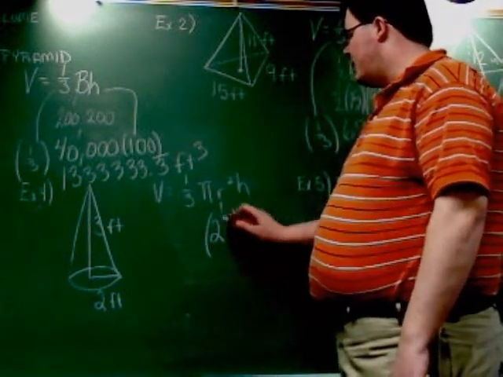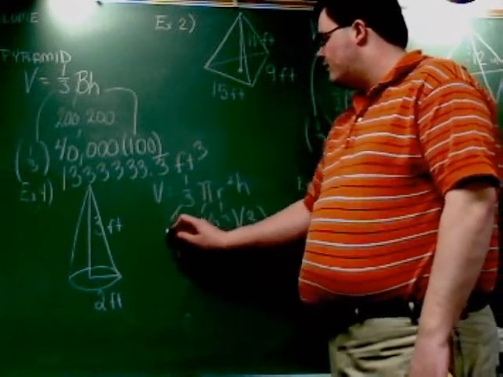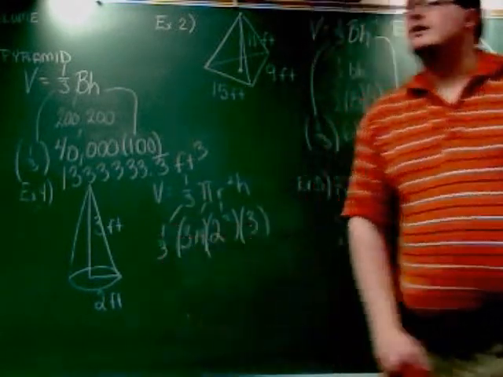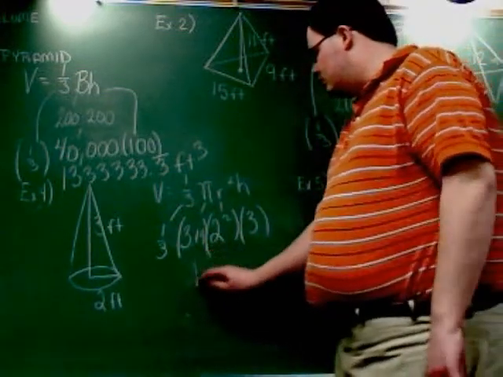Again, of course, we know pi is going to become 3.14, and 1/3 out in front. So again, this is that type of problem where a calculator is going to be your best friend. You're doing 1 divided by 3, equals, times 3.14, times 2 squared, times 3. And we can multiply all that out. You output a result of 12.56 feet cubed.